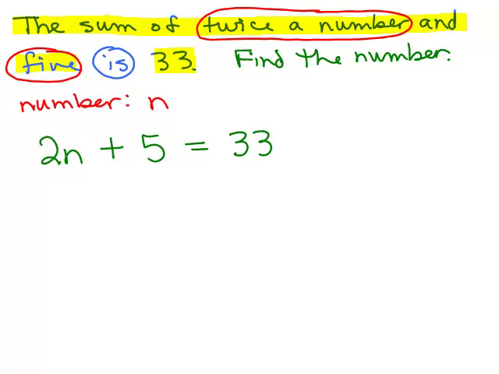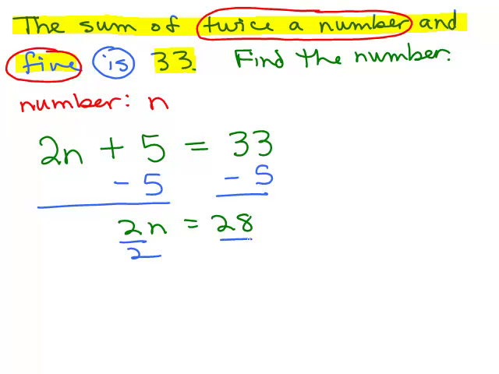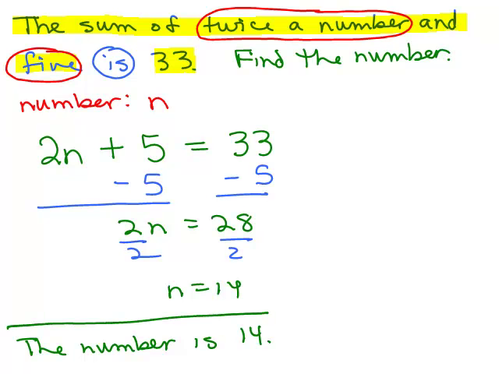All right, now let's solve this. So let's subtract 5 from both sides. And that gives us 2n is 28. And then we could divide by 2 so that n is 14. And remember, this is a word problem. We don't leave it as n equals 14. You say the number is 14. Or if you have a little tiny blank on a test, you might just write the number 14, but you wouldn't write n equals 14 because it doesn't say find n, it says find the number.